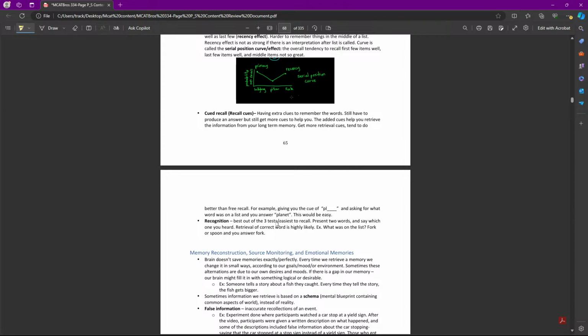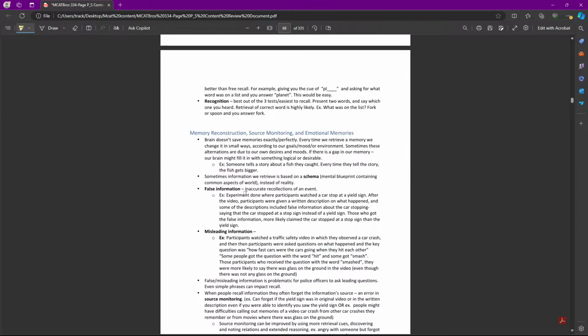Recognition is the best out of the three, the easiest. Present two words and ask which one you heard. Retrieval of the correct word is highly likely. Next: memory reconstruction, source monitoring, emotional memories. Okay.